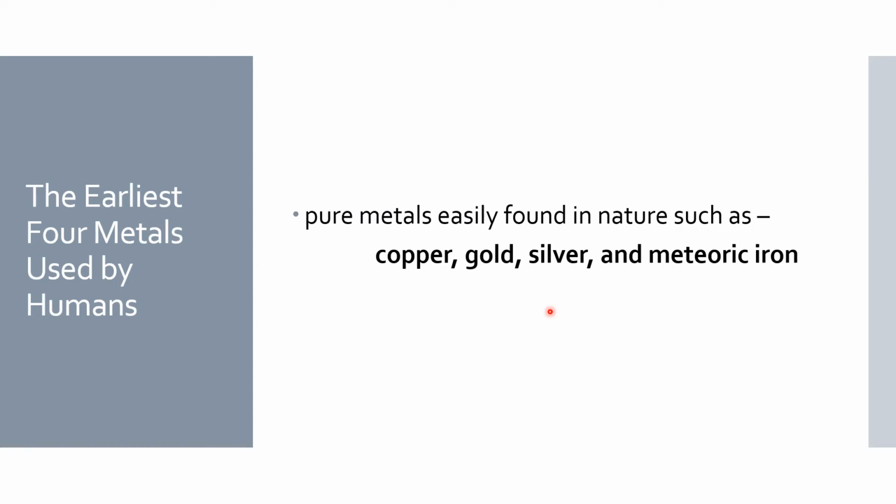This is just a review to point out the earliest metals that humans used. There are only 4 of them because we could find them everywhere at that time. That's copper, gold, silver, and iron, meteoric iron. We call that the space rock iron.